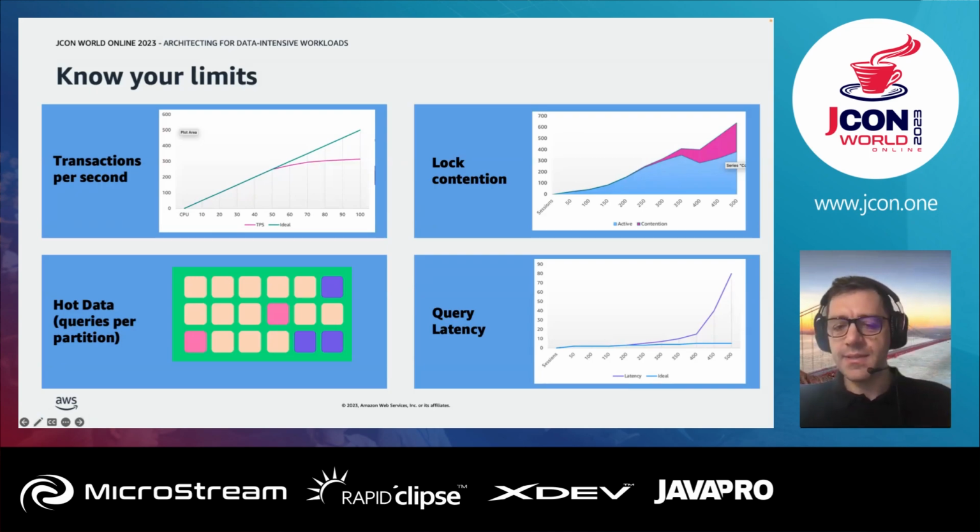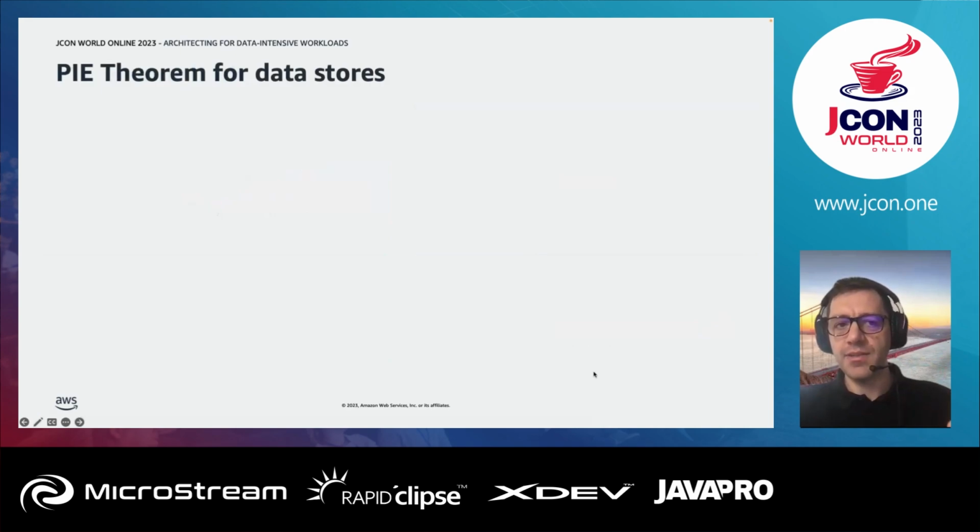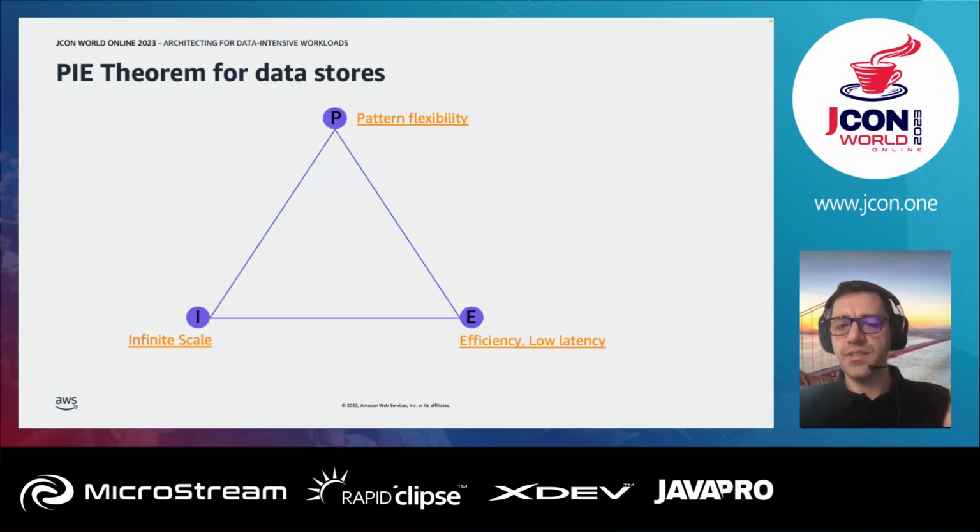When you look at that scaling, and then I say, okay, so I have a problem with query latency, for instance, I need to redesign my application, maybe choose another data store for that part of the application to have more efficiency and low latency. And there is a theorem for that. There's a pi theorem for data stores, where the theorem says between pattern flexibility, efficiency, low latency, and infinite scale, I can only choose 2 at the same time. So I cannot have all 3 at the same time.